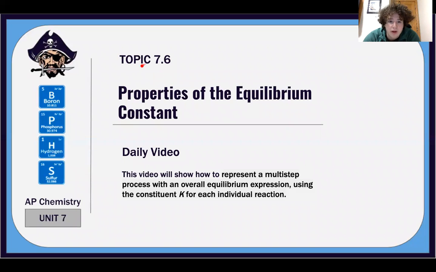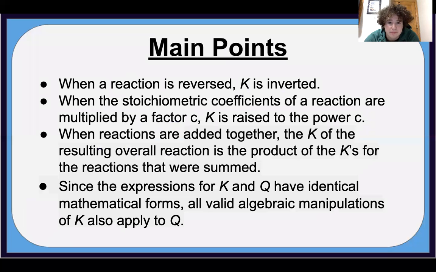Today we'll be covering topic 7.6, which is the properties of the equilibrium constant. In this video, we will show how to represent a multi-step process with an overall equilibrium expression using the consistent K for each individual reaction. Here are some of the main points.